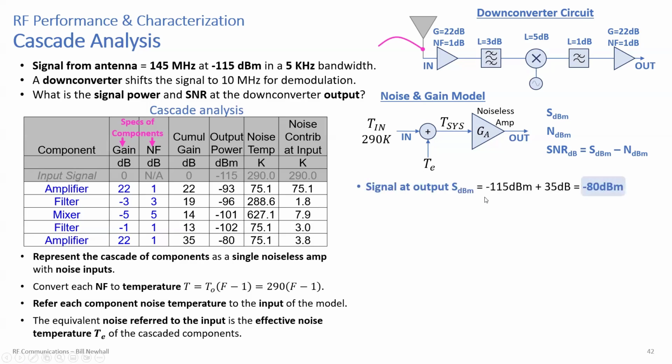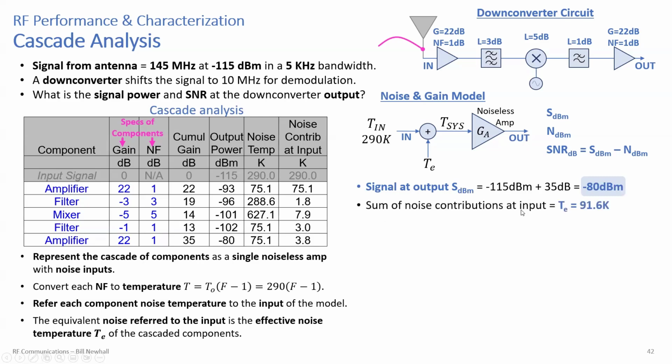So the signal output is minus 115 dBm. That's what's at the antenna here. Plus 35 dB, that is the cumulative gain of all of these components. So I'm going to have negative 80 dBm at the output of the circuit, right, and at the output of this equivalent here.